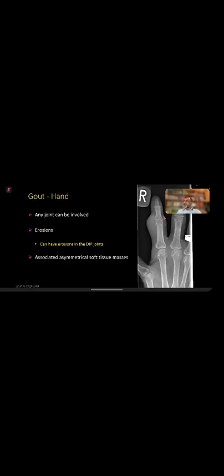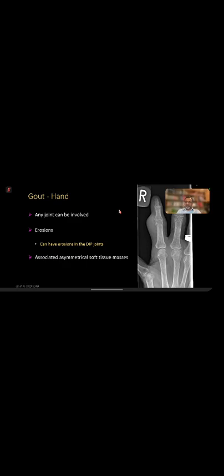Okay. And erosion can occur anywhere. Okay. And can also involve the DIP joints. There's a reason for that. I'm mentioning that, we'll come back to that later. Erosion can occur anywhere in the hands, and they can also involve the DIP joint, and it is or can be associated with asymmetrical soft tissue masses like we see here. They're never symmetrical. They are always more dense on one side, even if it looks symmetrical, but it's more dense on one side as compared to the other side.